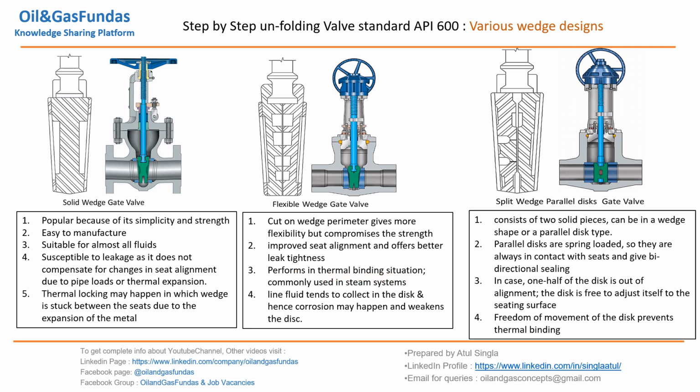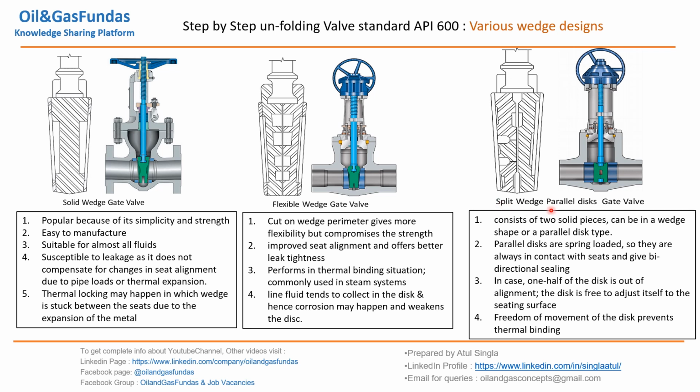It performs well in thermal binding situations. As we have discussed, thermal locking may happen here, and this design performs better in case of thermal binding. Line fluid tends to collect in the disc. Some fluid may collect here, which may cause some corrosion and may weaken the disc. So this is one of the drawbacks of this kind of flexible wedge gate valve.